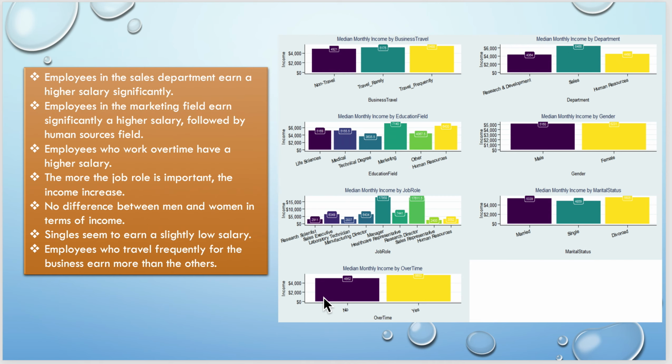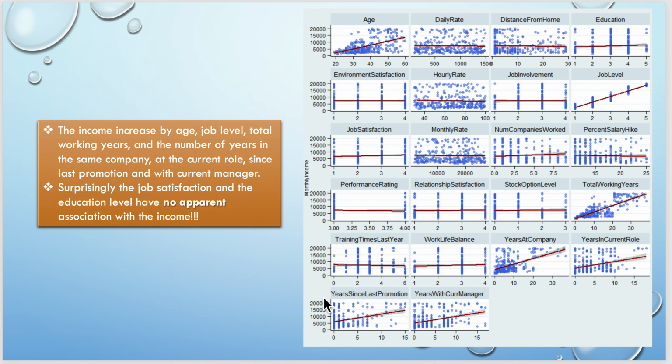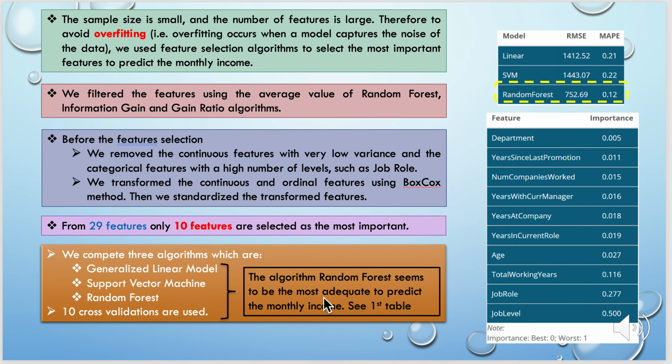employees in the marketing field earned significantly higher salaries as well. Their job titles were important as well, such as directors and managers, who had a much lower rate of attrition. And income increased with age, job level, total working years, and the number of years in the same company and current role, since last promotion, and with current manager as well. Surprisingly, job satisfaction and education level had no apparent association with income.